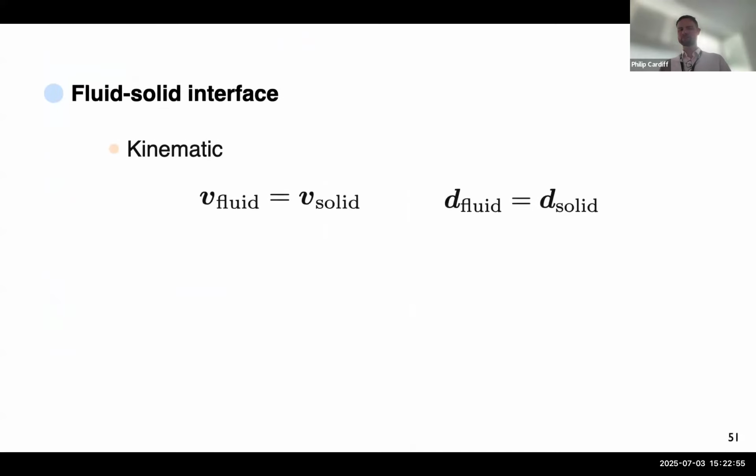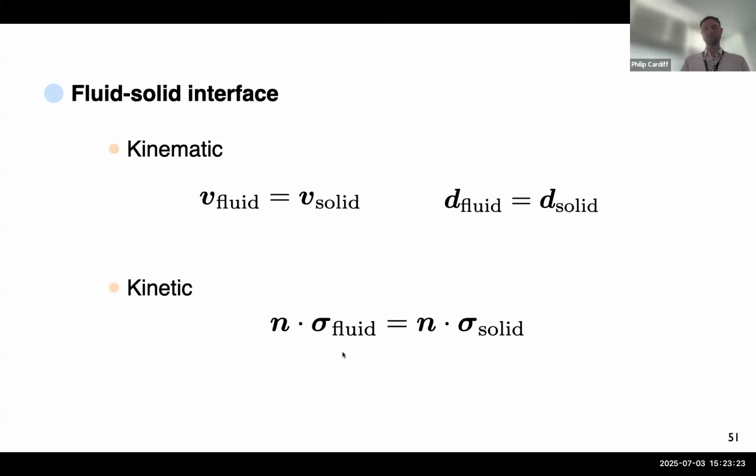And broadly speaking, in FSI, you have these interface conditions. So these kinematic conditions say the velocity of the interface on the fluid side has to equal the velocity on the solid side. You have to have continuous velocity and continuous displacement, otherwise there'll be a gap. That's called the kinematic condition. And then the kinetic condition just says the tractions should be equal and opposite. So if you have n fluid, then it will be equal to minus n solid.